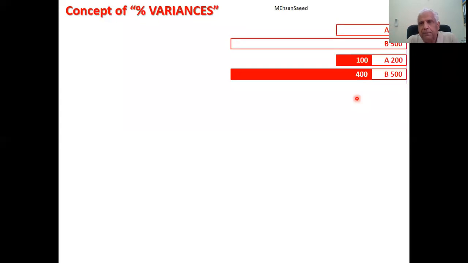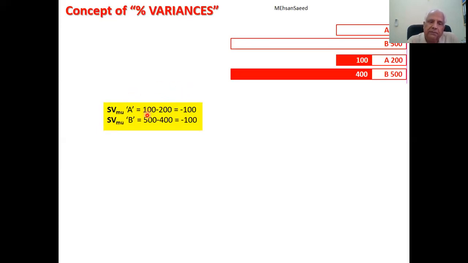Let us take simple variances, schedule variances first. What is the schedule variance in case of project A? The project A has earned 100, whereas it had planned to earn 200. So what is the variance? Minus 100. Project B has earned 400. It had planned to earn, as of today, 500. So variance minus 100 again, as indicated in these calculations.